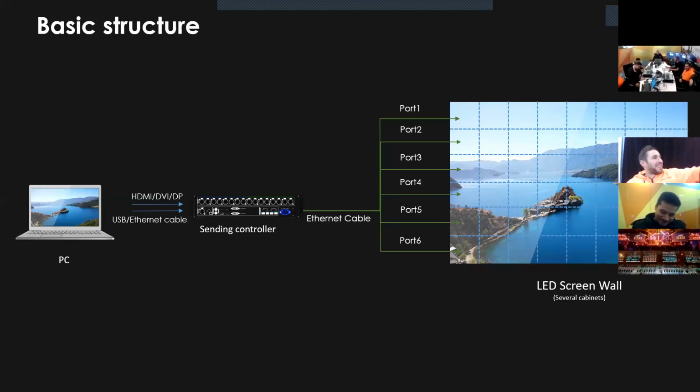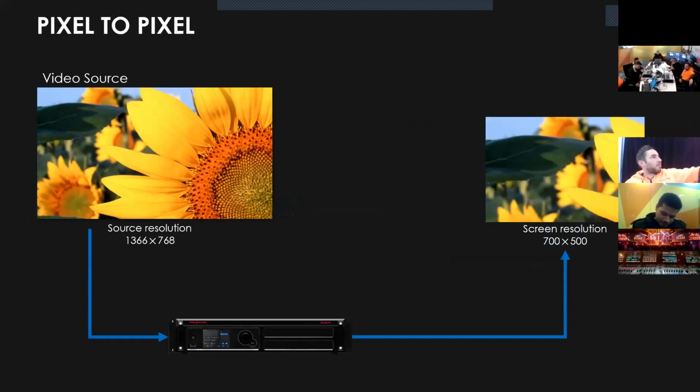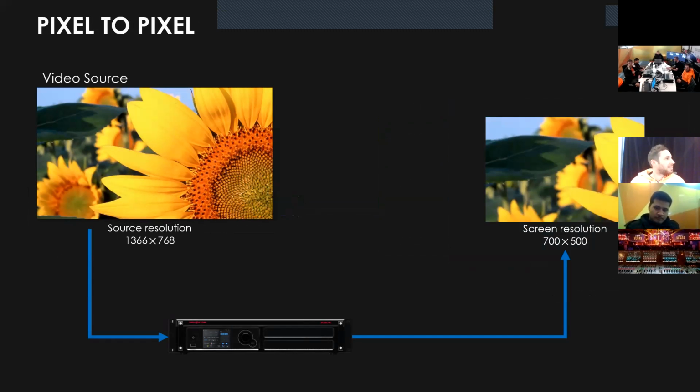All right, after that, I think we have to know another thing about the method. We have pixel to pixel. You would ask, what is pixel to pixel? I think you might know that kind of situation. If your video source is a big one, just a full HD or 1366 by 768, but your screen resolution is 700 by 500.